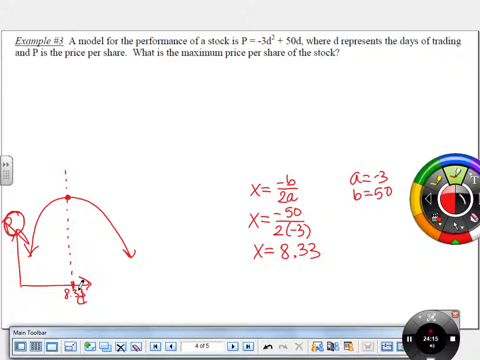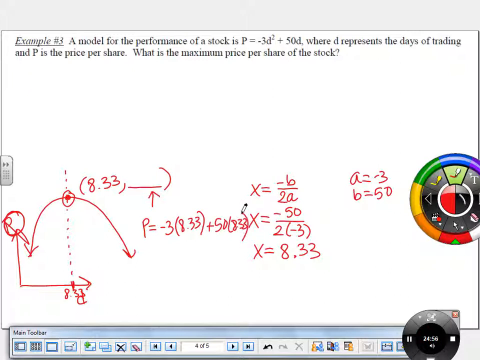But the question wasn't the number of days of trading where it reached the maximum. It was what is the actual maximum price, so the P value. This vertex point up here has this D, or x value, and associated with it, it would have a P value telling me the maximum price. So I'm going to find that P value. I'm going to take the equation that calculates P, and plug in the D value that I know is associated with that maximum price, which is 8.33.